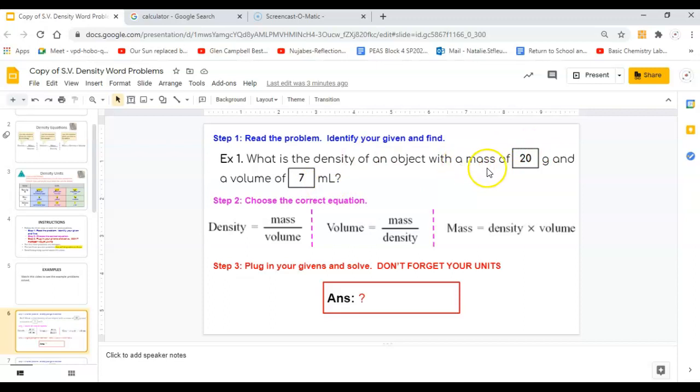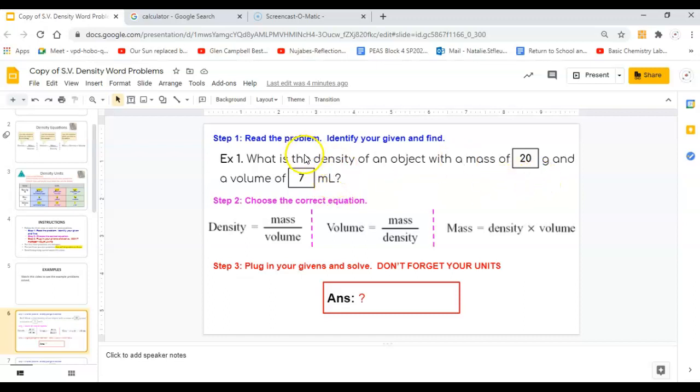So it says with a mass of 20 grams. This 20 is my mass. I know that for two reasons. It says mass of 20 grams. But then also, I always like to follow the units. It makes it a little bit easier. The unit that's written after 20 is grams, and that's a unit for mass. So that means 20 must be mass. And it says, and a volume of 7 milliliters. So the unit after that number is milliliters. So that means that this number here, 7, is my volume, because milliliters is a unit for volume.